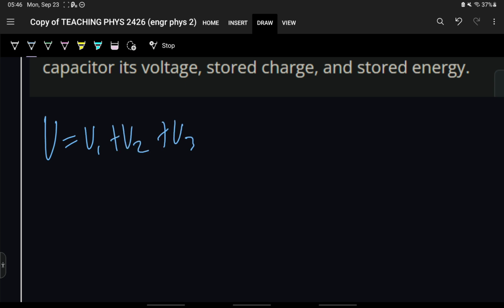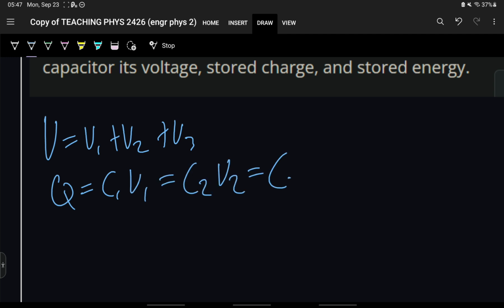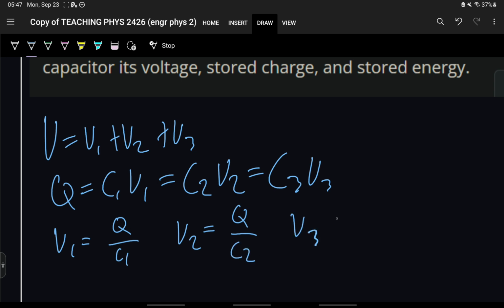Each capacitor obeys the fundamental relationship between charge, capacitance, and voltage. So we can go ahead and write this out as Q equals C1 times V1 is equal to C2 times V2, which is equal to C3 times V3. And we have V1 is equal to Q all divided by C1, V2 is equal to Q over C2, and V3 is equal to Q divided by C3.